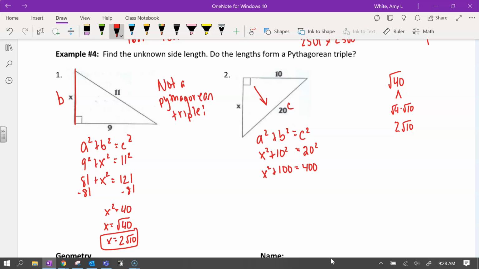because 20 squared is 400. Then I can subtract 100 on both sides. We get that x squared is 300. And then I take the square root and we get x is the square root of 300. Now once again, I am going to simplify my radical. So 300 is 3 times 100. And so that would give me 10 square root of 3.